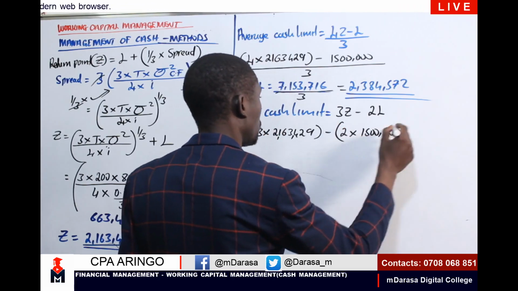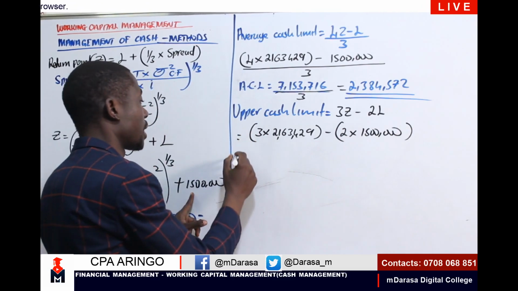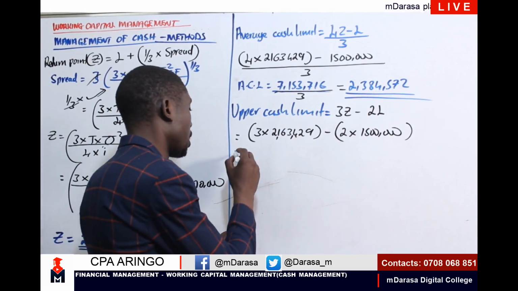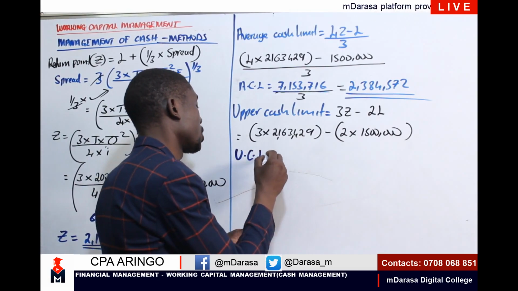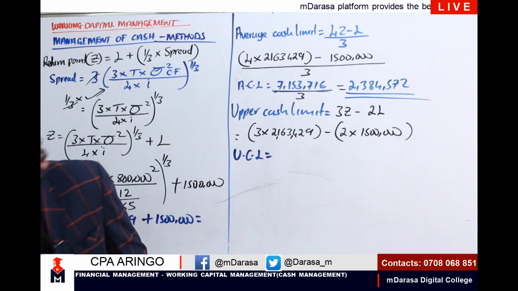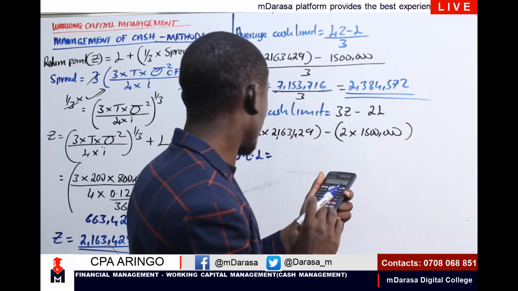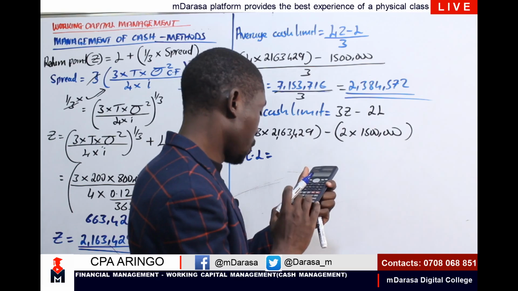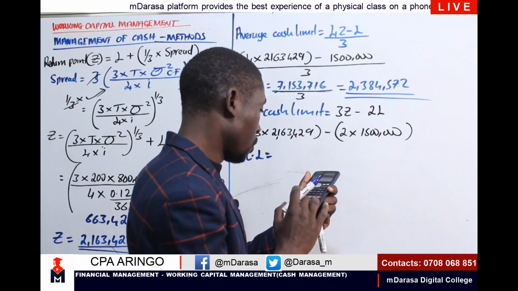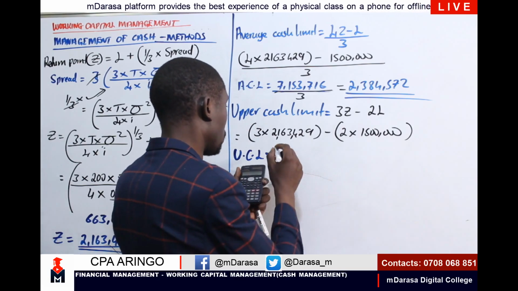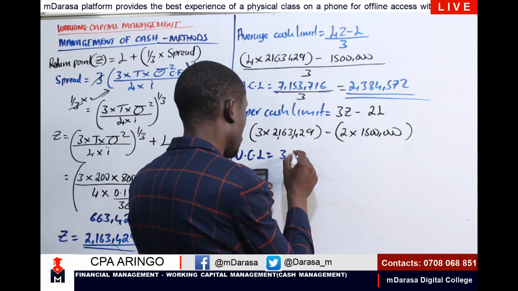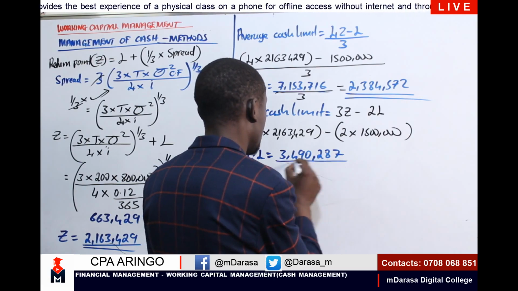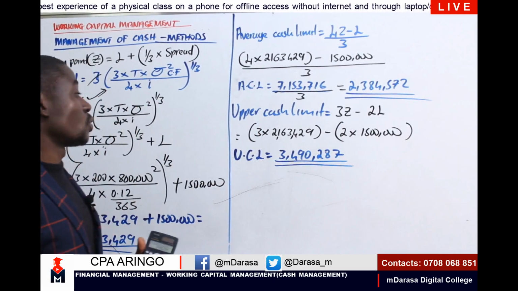So basically, that should give us what? This should give us what, my good students? So you can agree and say that my upper cash limit, where is my blue pen? My upper cash limit, therefore, we should be having the upper cash limit or balance. I'm going to talk of, of course, 3 times 2,163,429 minus 2 by 1.5. We should be talking of how much? I should be talking of 3,490,287. So that is what we should be having.